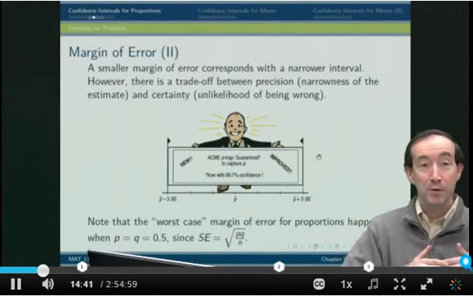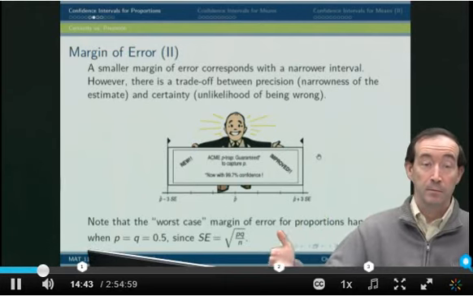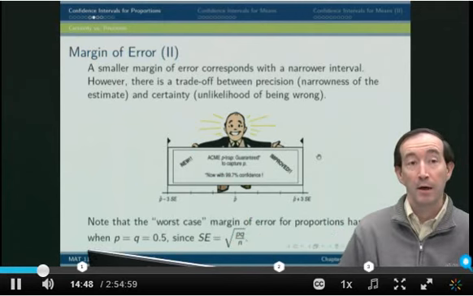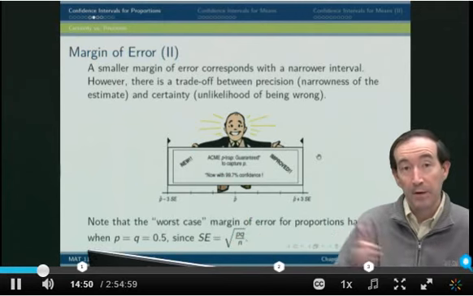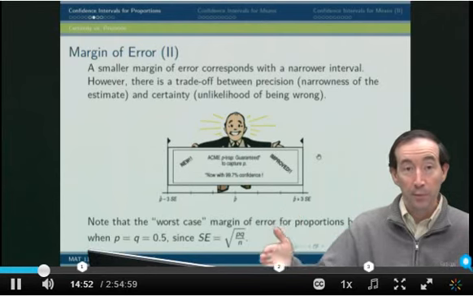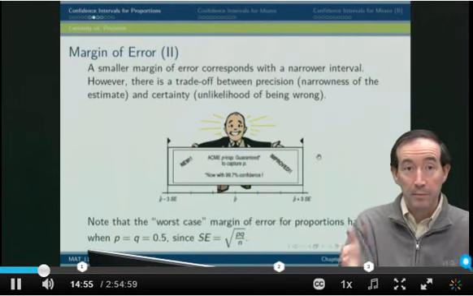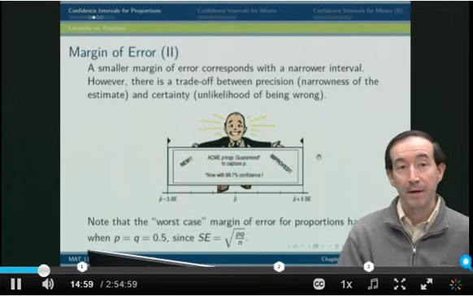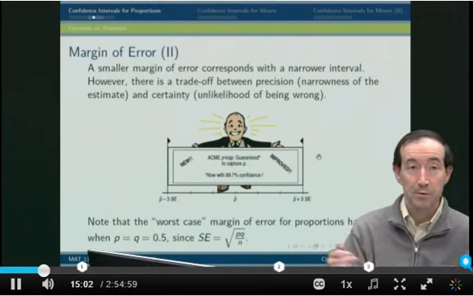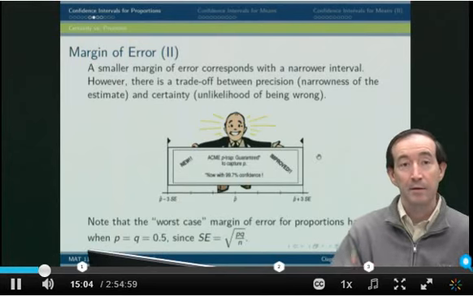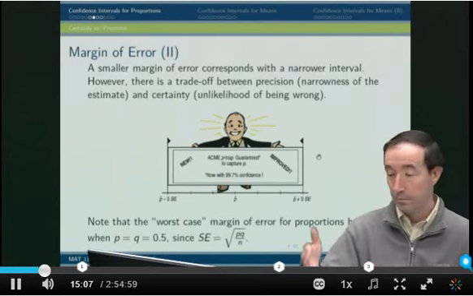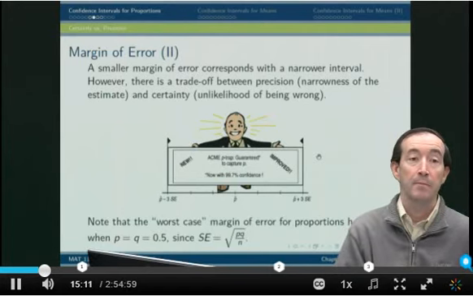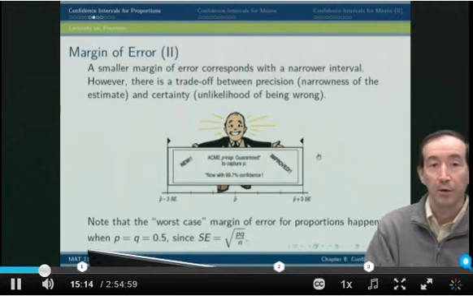So if we want to ensure that we're more likely to capture the true value, we can widen that interval. But in doing so, we have a less precise estimate. We have a wider interval. On the other hand, if we want a narrower interval so we can be more precise with our estimate, then we are going to have to accept the fact that we are less likely to contain the true value. So there's that trade-off between certainty that the thing I'm trying to estimate is inside my confidence interval, versus precision, having a tight window to look at.